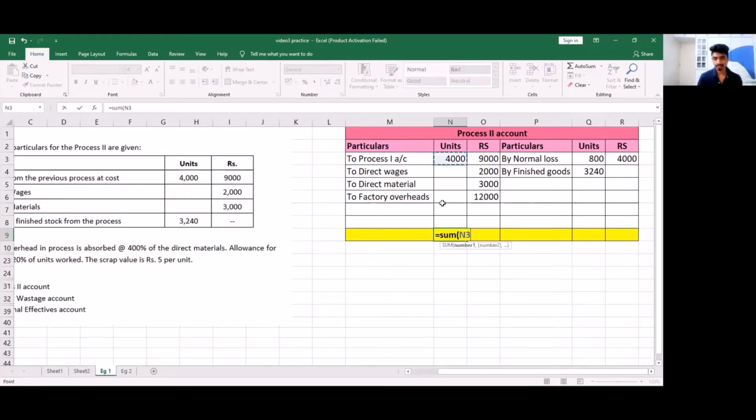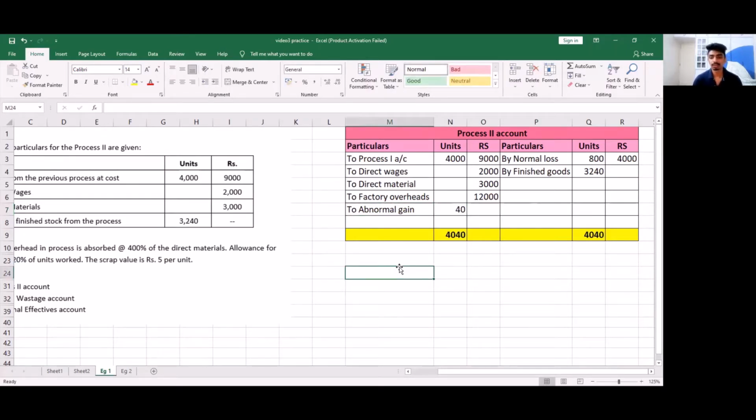Now let's tally the units on both sides to see if the account tallies. So on summing the debit side, we get 4,000, and on the credit side, we get 4,040. So we see there's a difference of 40. So this is going to be an abnormal gain. Abnormal gain we account for on the debit side. So we have an abnormal gain of 40 units.